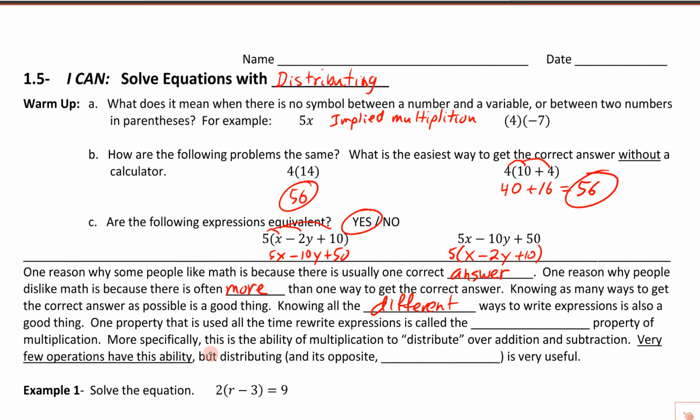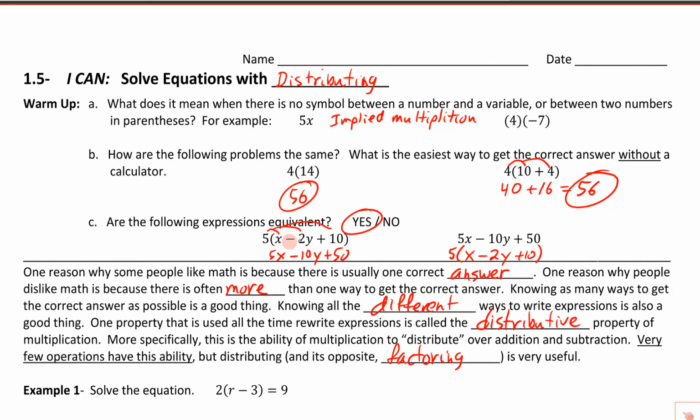And one property that we use all the time is called the distributive property of multiplication. So we're going to write distributive. The distributive property of multiplication. And what this means is that it's the ability of multiplication to distribute over addition and subtraction. And there aren't very many operations that have this ability. But distributing, and its opposite that we showed right here, which is called factoring, okay, those are both really, really useful.